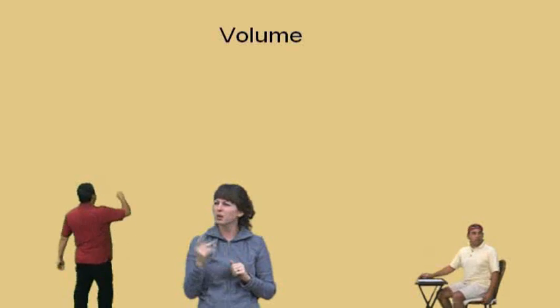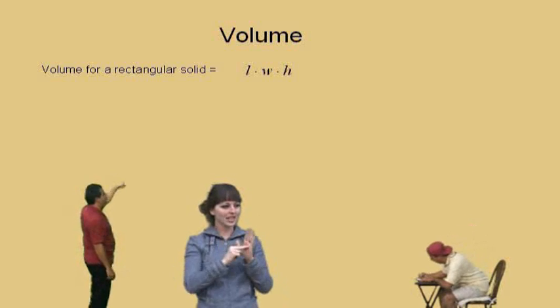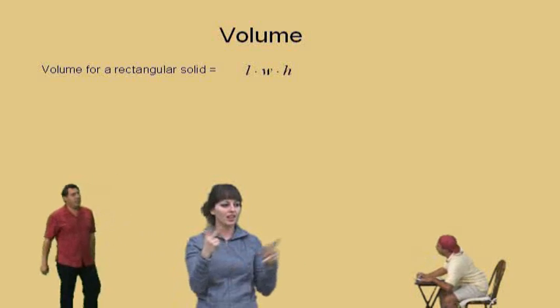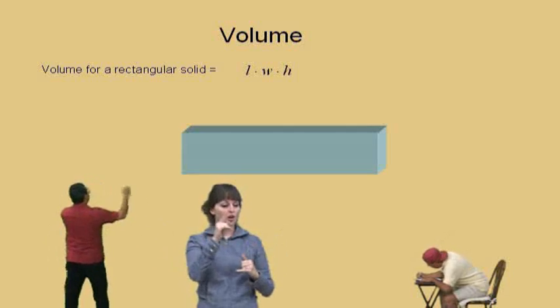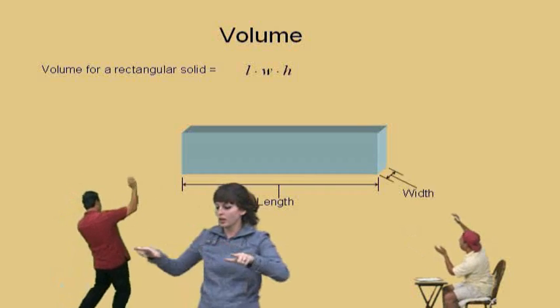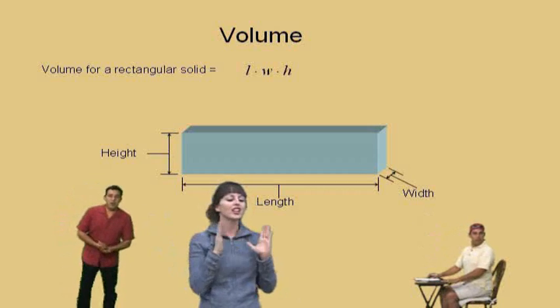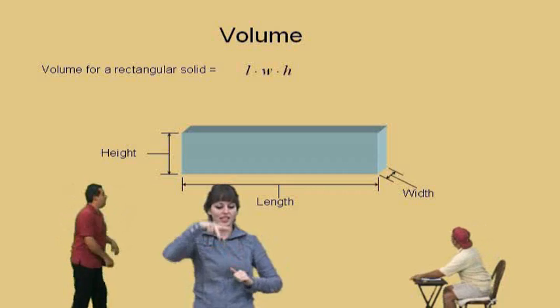Okay, we're doing volume today, and let's list the equation. Volume is length times width times height. Now, here's a rectangular solid right here, Charlie. Which is the length? This way. And the width? This way. And the height? This way. Very good. Okay, so we are going to be working with a staircase shape, just like this.